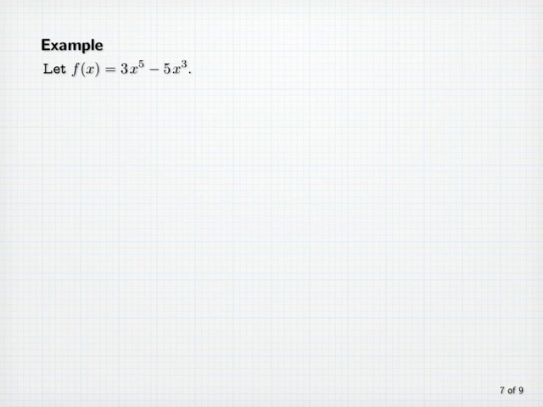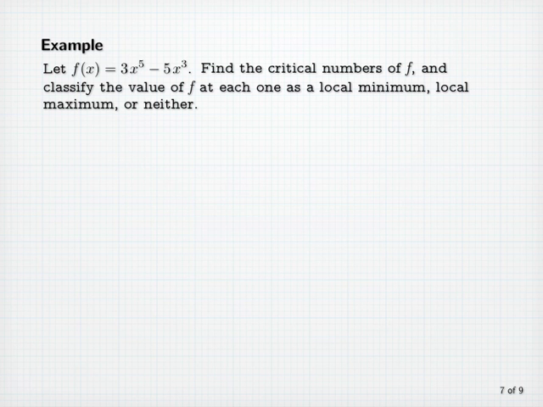Example, let f of x equal 3x to the fifth minus 5x cubed. Let's find the critical numbers of f and classify the value of f at each one as a local minimum, local maximum, or neither.